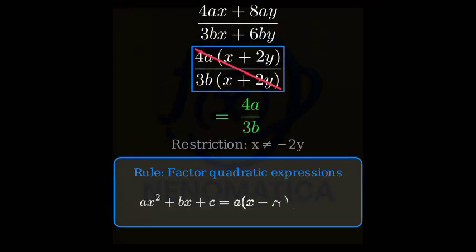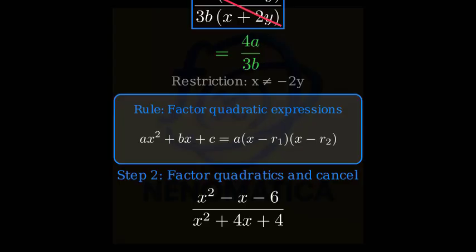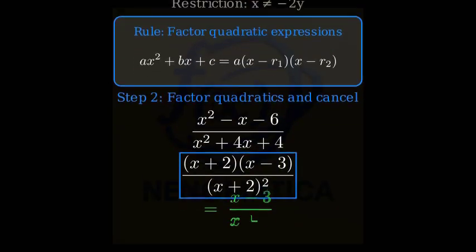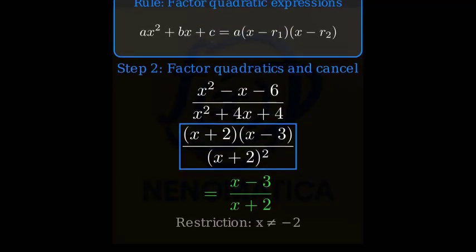A helpful reminder for quadratics. We can factor ax squared plus bx plus c into linear factors when possible. Problem 2. Factor top and bottom. x squared minus x minus 6 factors as (x minus 3) times (x plus 2). x squared plus 4x plus 4 factors as (x plus 2) squared. So the fraction is (x plus 2) times (x minus 3) over (x plus 2) squared. Cancel one copy of x plus 2 from numerator and denominator, provided x plus 2 is not 0. The simplified form is x minus 3 over x plus 2. Restriction: x is not equal to negative 2.